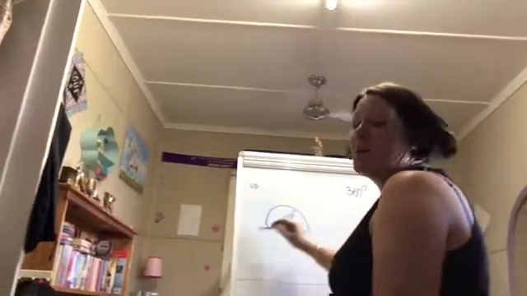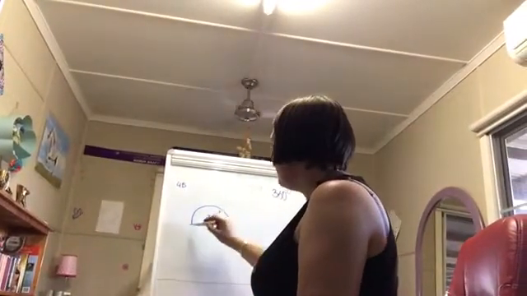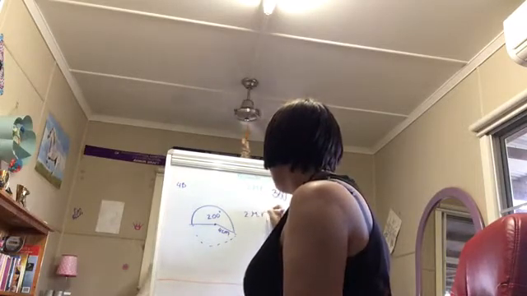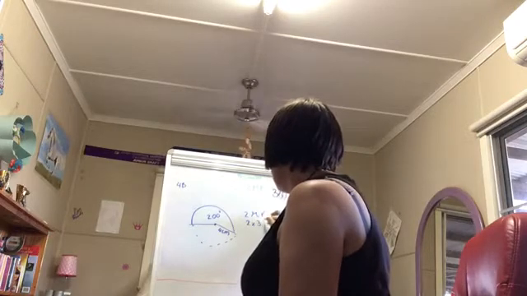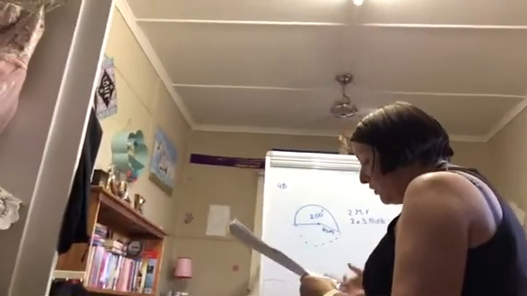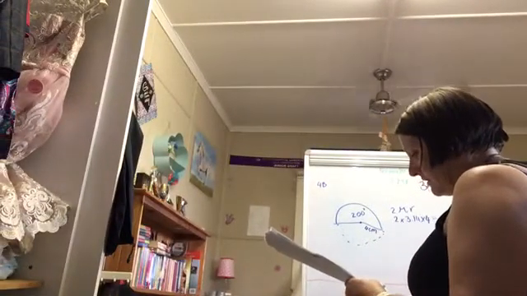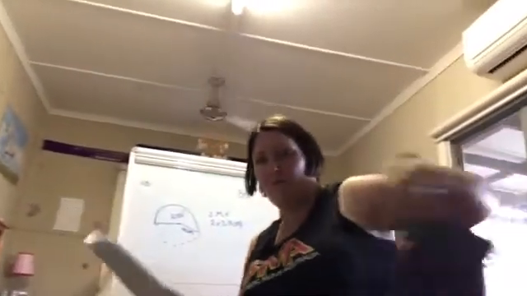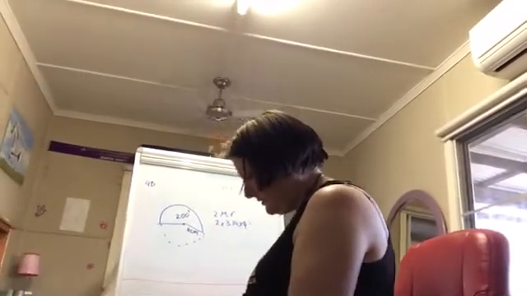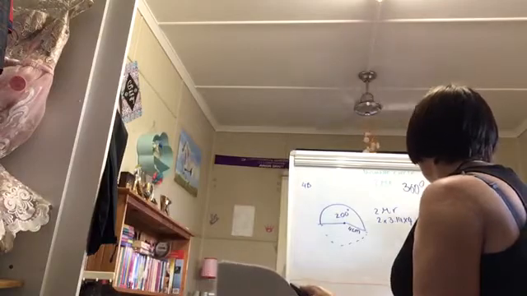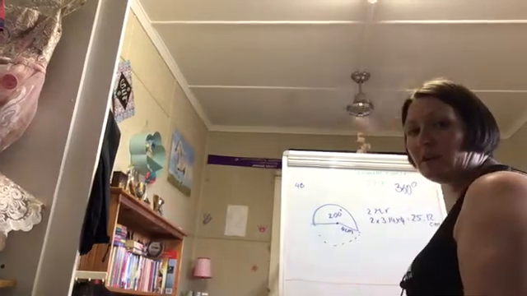Alright, so the first thing I do is I find out the circumference if it was a complete circle. Okay, so we use our 2 pi r formula. So 2 times pi, 3.14, by the radius, which is 4. That would give me the whole circle. Which I believe is 25.12, but I'll just check. 2 by 3.14 by 4 is 25.12, and this is in centimetres.